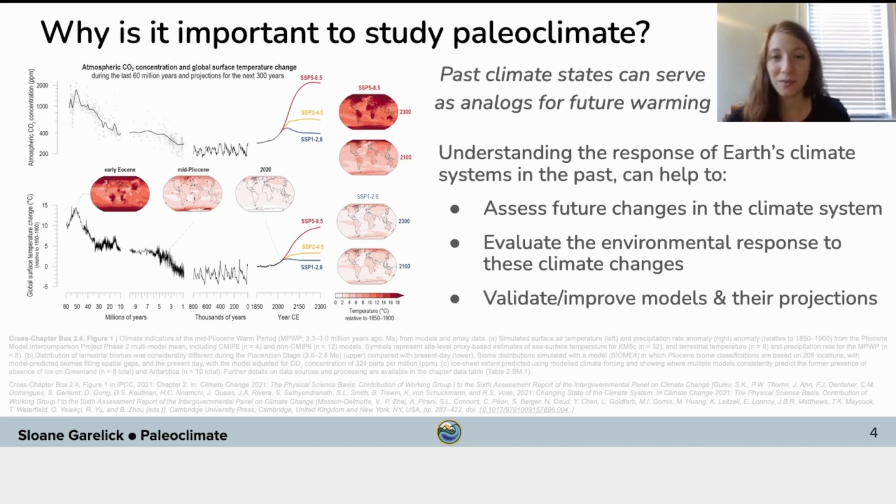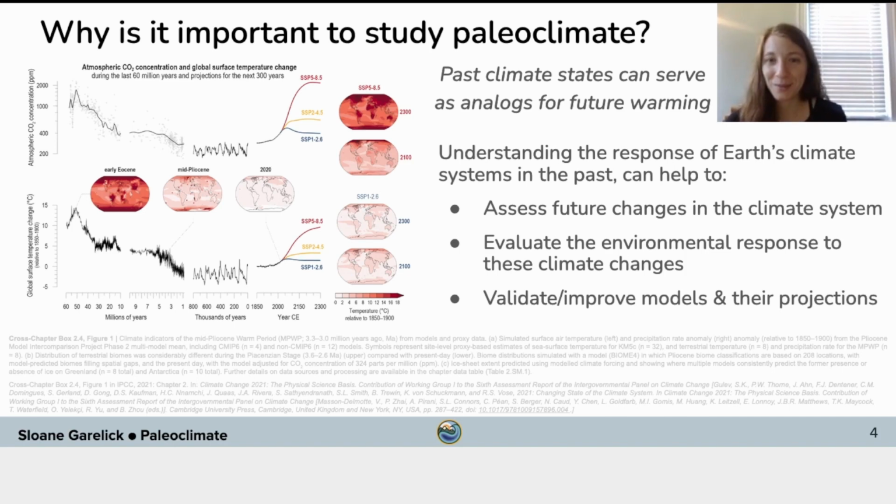This highlights one of the main reasons why paleoclimate is important. Past climate states can serve as analogs for future warming. So by using paleoclimate records, we can understand the response of Earth's climate system in the past in order to help us assess future changes in the climate system. This can also help us to evaluate the environmental response to these climate changes, and paleoclimate can also help to validate and improve models and their projections.